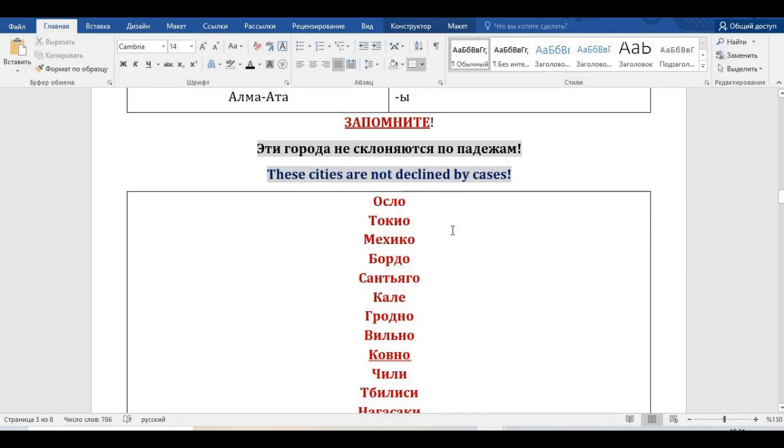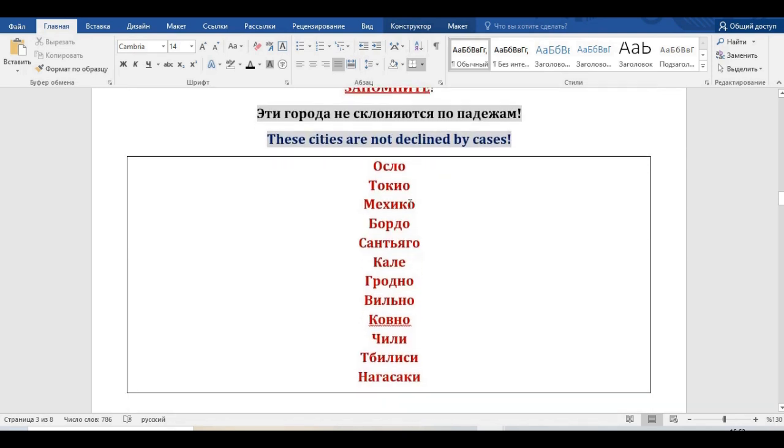Write down in the comments what city you are from. But if you are from the cities like Oslo, Tokyo, Mexico, Bordeaux, Santiago, Cali, Grodno, Vilno, Kovno, Chile, Tbilisi, Nagasaki, then you shouldn't decline it by cases. Those names are exceptions. You should remember this.